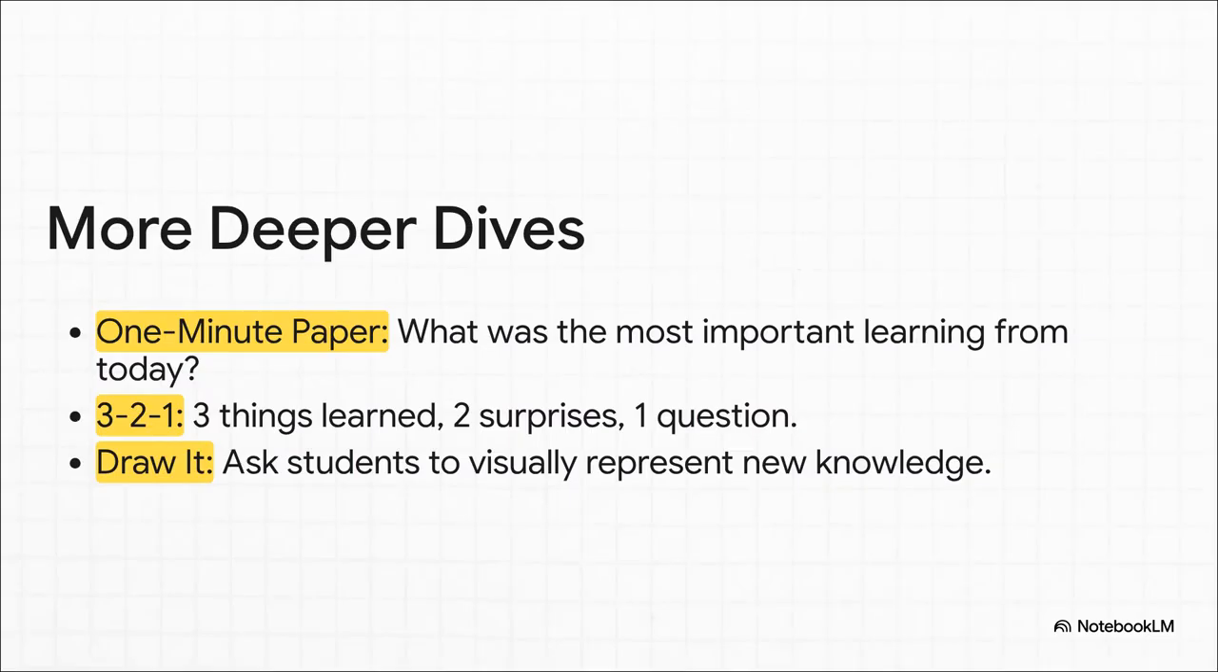And the tools just keep getting better. A 1-minute paper pushes students to really think about the single most important idea from the lesson. A 3-2-1 gives you a treasure trove of data, what they learned, what caught them by surprise, and, maybe most importantly, what they're still confused about. And asking students to draw it, that can unlock incredible insights, especially for kids who have a hard time putting their thoughts into words.